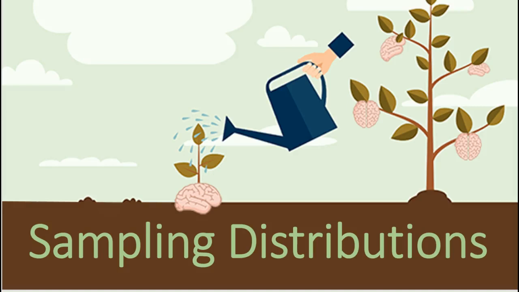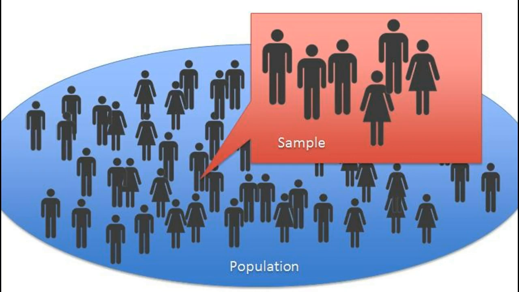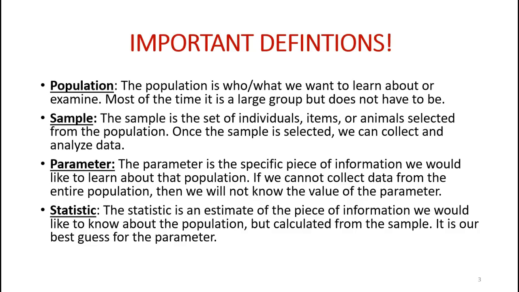This video will accompany the Chapter 7 notes on sampling distributions. Recall that researchers are often interested in learning about a population. Unfortunately, collecting data from every element in a population can be difficult. Instead, researchers will take a subgroup from the population, known as the sample, to examine.